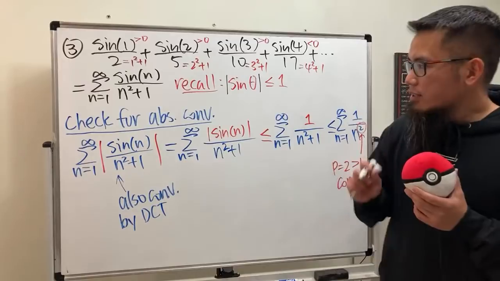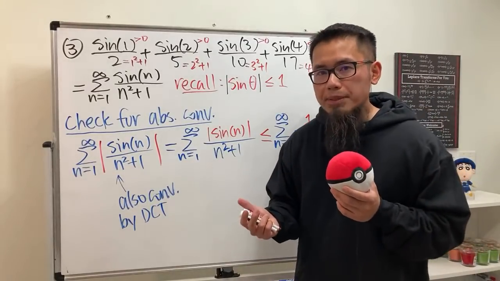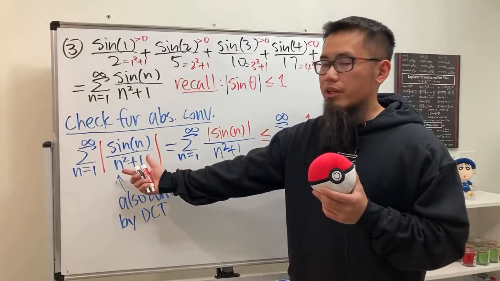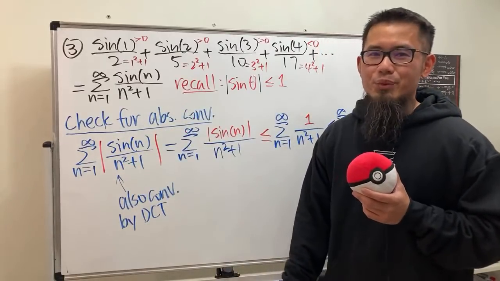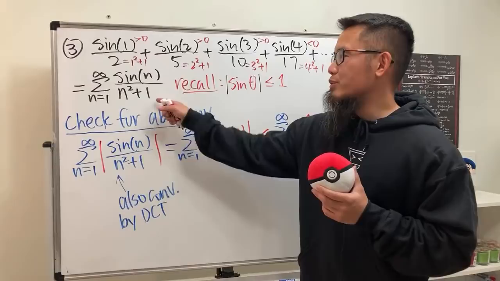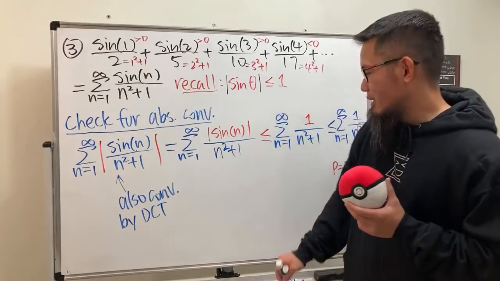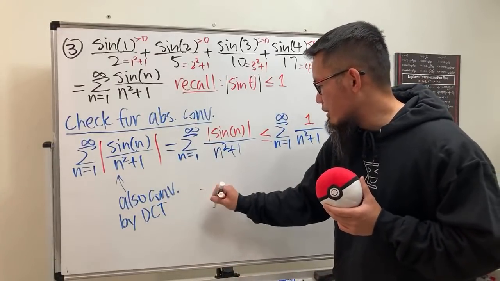So now, as you can see, we check for the absolute convergence and we see that this right here converges. So that means, of course, this right here converges as well. Better yet, you can say this right here converges absolutely. So here is the conclusion I wanted to say.